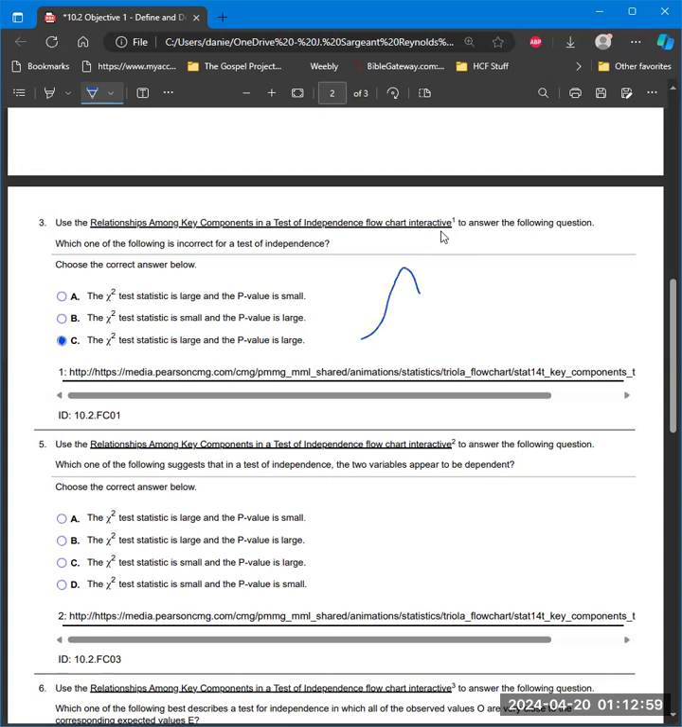The chi-squared distribution looks kind of like this. So if we have a large chi-squared value, we're going to have a small amount in the tail. If we have a small chi-squared value, we're going to have a large amount in the tail. We're not going to have a large chi-squared value with a large p-value, which would be the area in the tail.